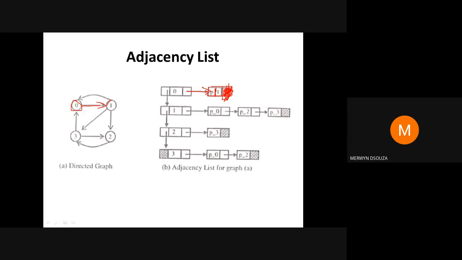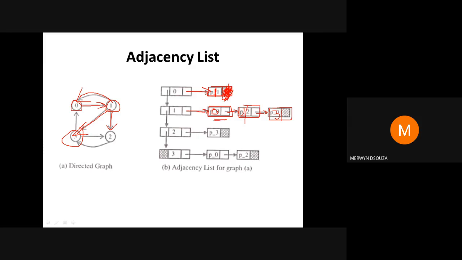Take this second node, which is here. Then you make a linked list with all the edges that are connected to it. There's one edge going to 0, so I add one node here and write 0. There's one more edge going to 2, so I add one more node and put 2 here. There's one more edge going to 3, so I add one more node and put 3 here.